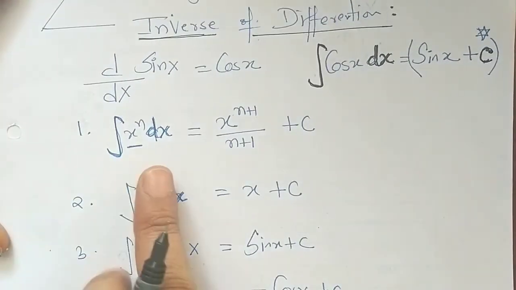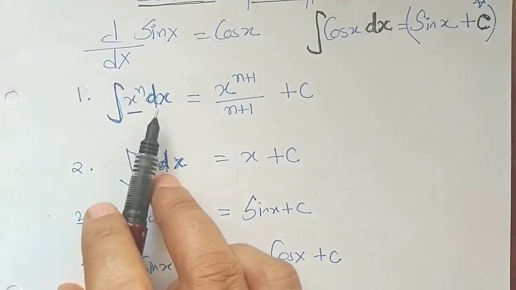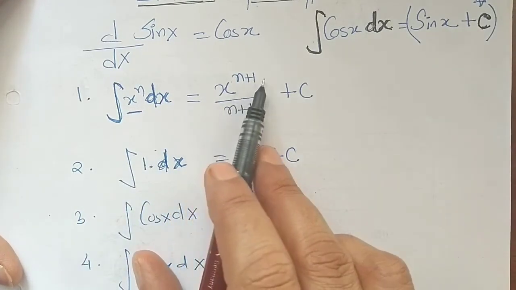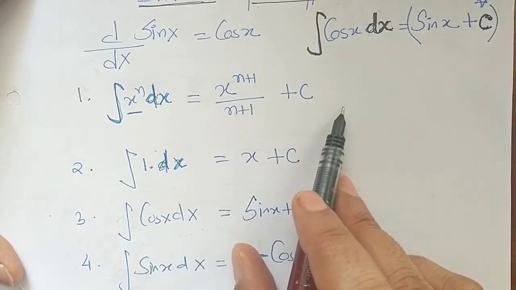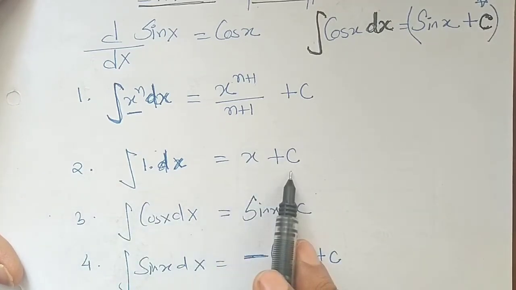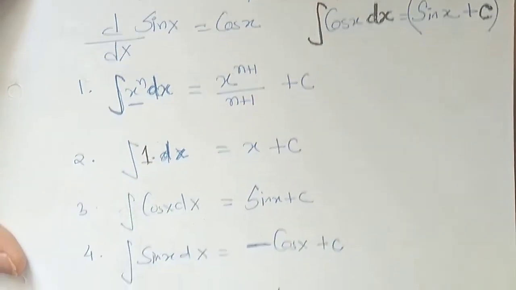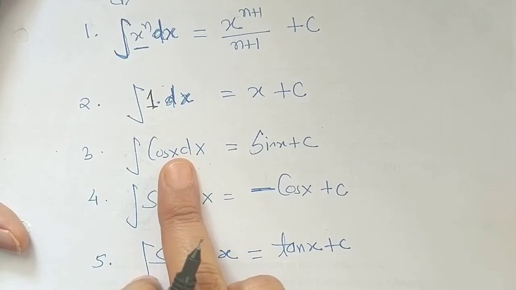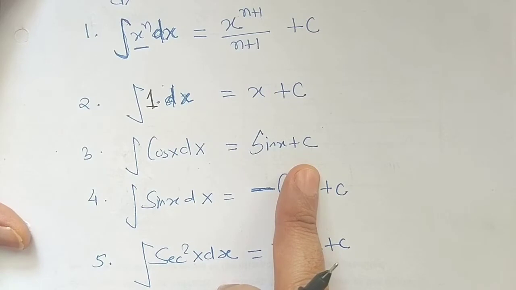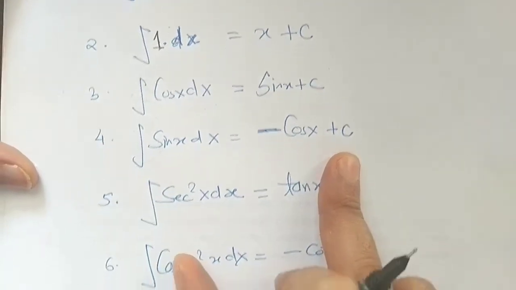The first formula is, please write down in your formula notebook, integration of x raised to power n dx is x raised to power n plus 1 by n plus 1 plus c. Second, integration of 1 is x plus c. Remember, it's a very useful formula. Integration of 1 is x. Now integration of cos x is sin x plus c. Please write this down. The integration of sin x is minus cos x plus c.